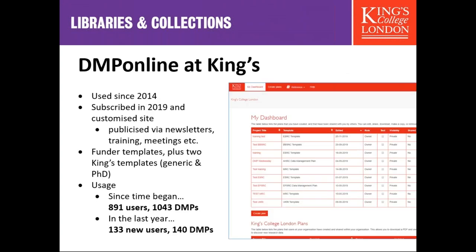So DMPonline at King's. This is before my time, but checking back through the records, we've used it since 2014. And this year we subscribed to the new model and we customized our site with your help. Thank you very much. You can see it on the right there. We've got the King's red there, which I'm not sure is too easy on the eye, but we haven't had any complaints yet. If anyone objects, if it's giving them a headache, then we might have to change it.